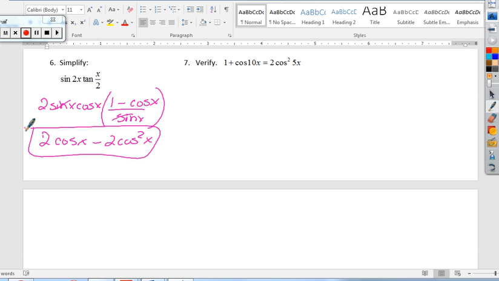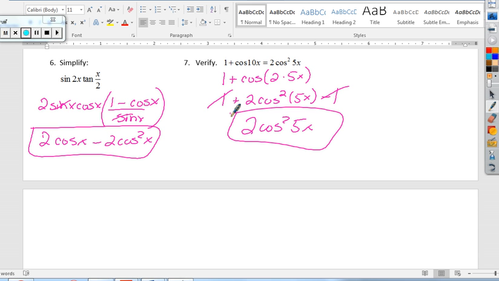If I look at verifying to make cosine 10x into 2 cosine squared 5x, I notice that 2 times 5x would get me 10x. I'm going to use the double angle formula here. So this is going to be the same as 1 plus the cosine of 2 times 5x. So using one of the cosine formulas, 1 is 1, that's going to change to 2 cosine squared of 5x minus 1. These guys cancel out, and our identity is verified.